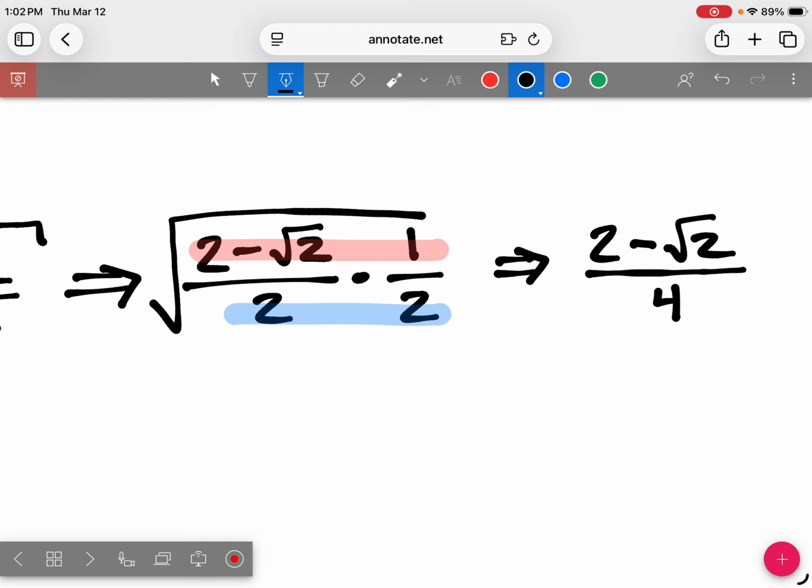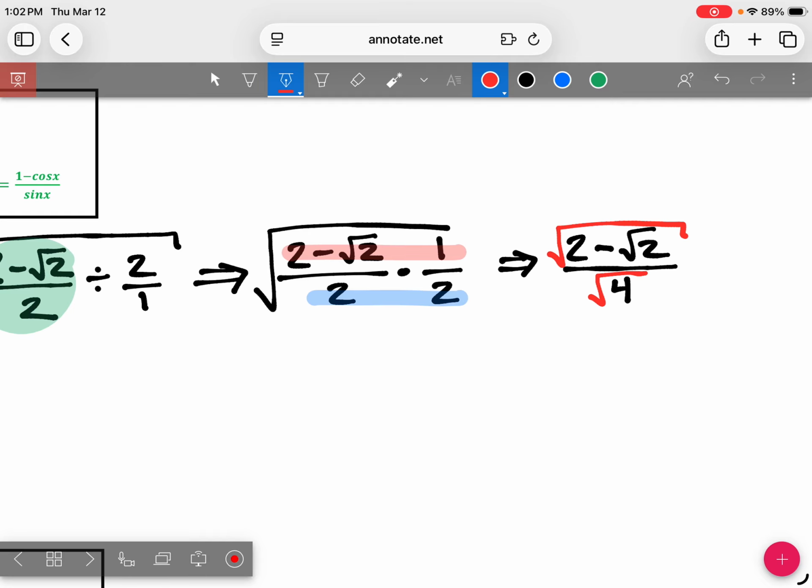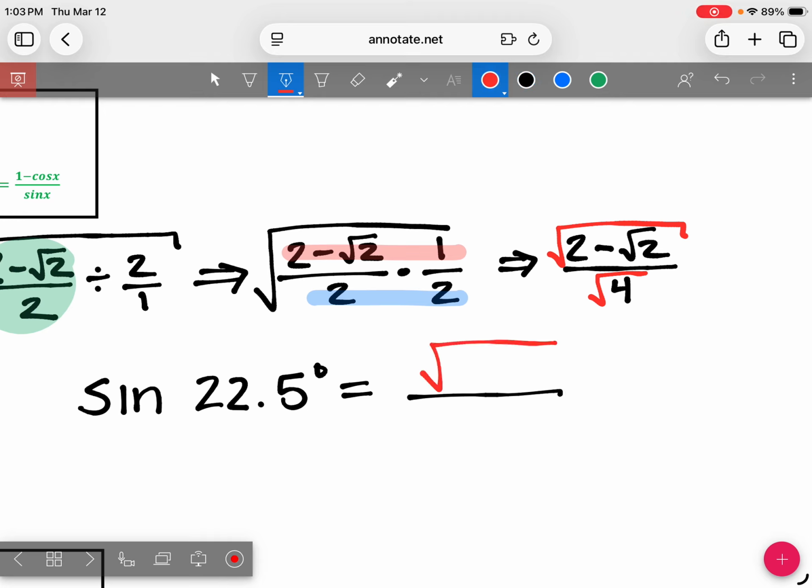4. So the reason why I didn't want to put one big square root is because we're actually going to separate them. Because whenever you square root a fraction, you actually do it separate. Now, luckily for us, we have a perfect square in our denominator. So my final answer is that the sine of 22.5 degrees is equal to the square root of 2 minus root 2, and that's all over 2.